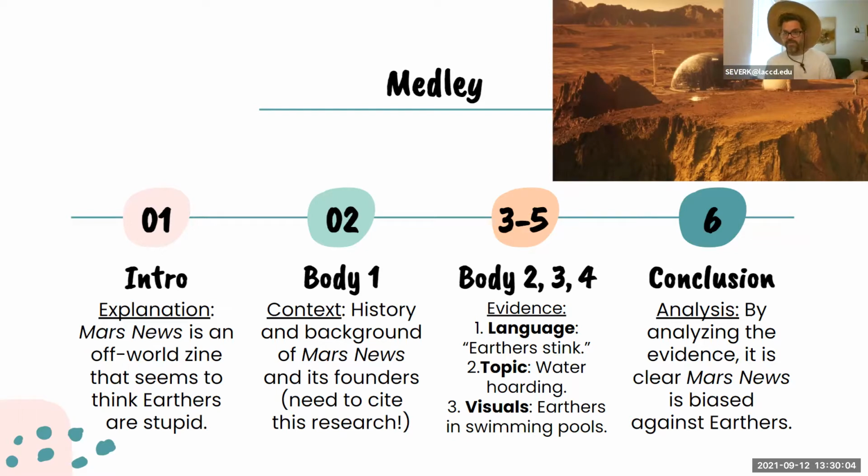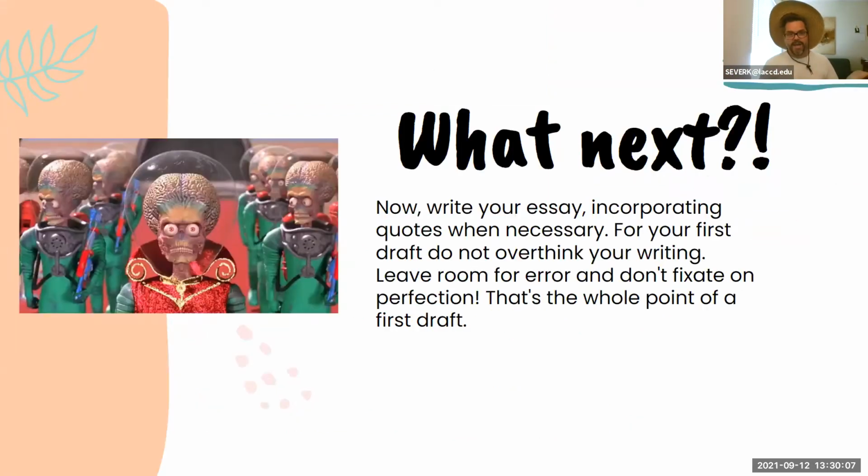Outline. I just made one. So what next? Well, you write your paper. When you jump from your outline to your paper, I want you to try to write quick and fast. Don't overthink it. Throw some quotes at it. Follow that outline. Don't fixate on perfection. The whole point of a first draft is just getting it out there. You know that's the hardest part, just getting started. So it could be the worst writing ever.